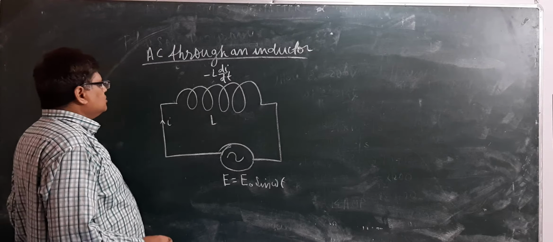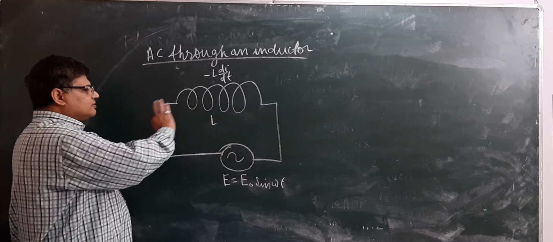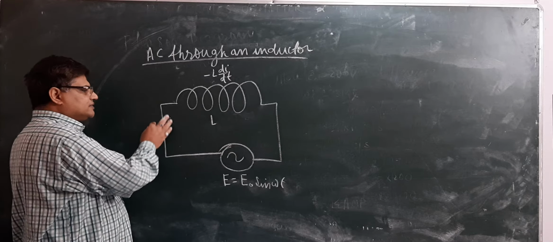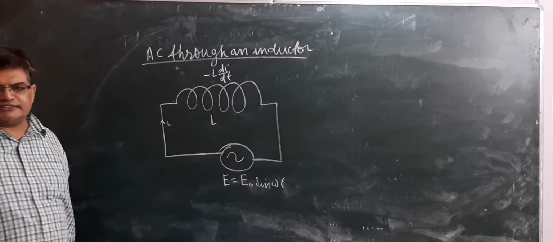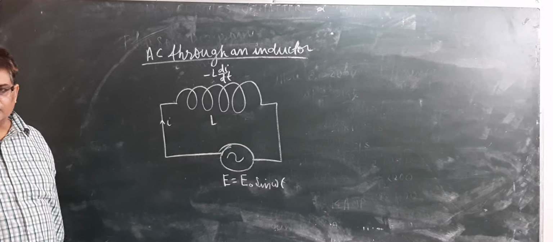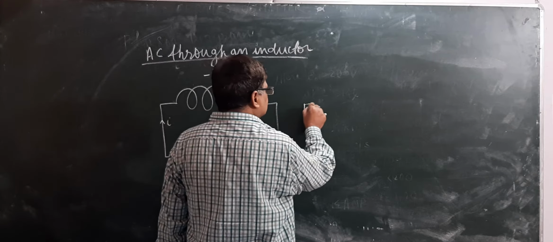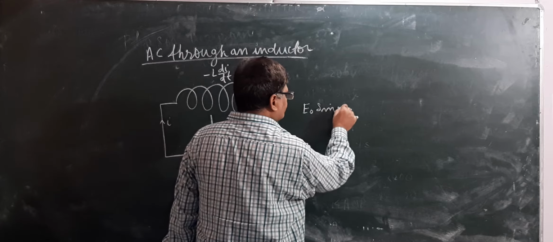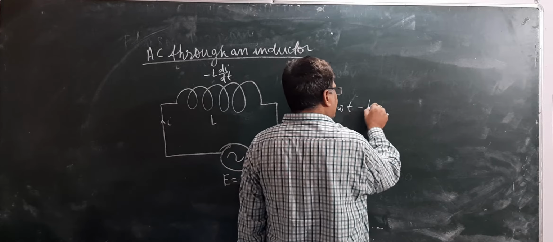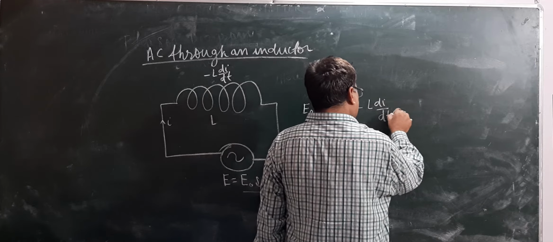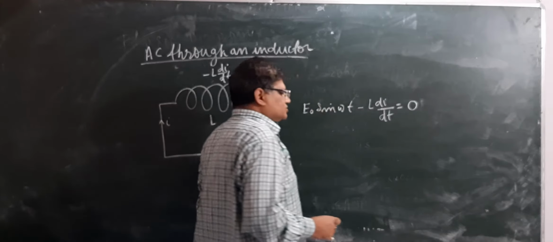Now, you know from Kirchhoff's law, the net EMF in the circuit, or the sum of the EMF and the product of current into resistance, is always 0. So here, this is the EMF, that is E0 sin omega t, and this is the back EMF produced, that is minus L di by dt. As there is no current element, we can equate this to 0.